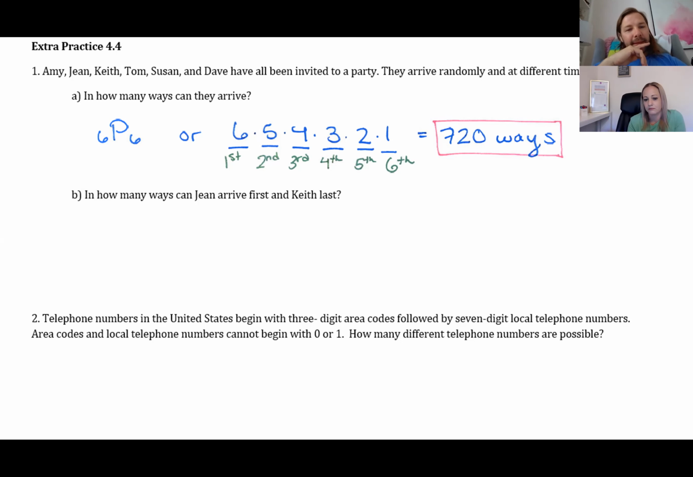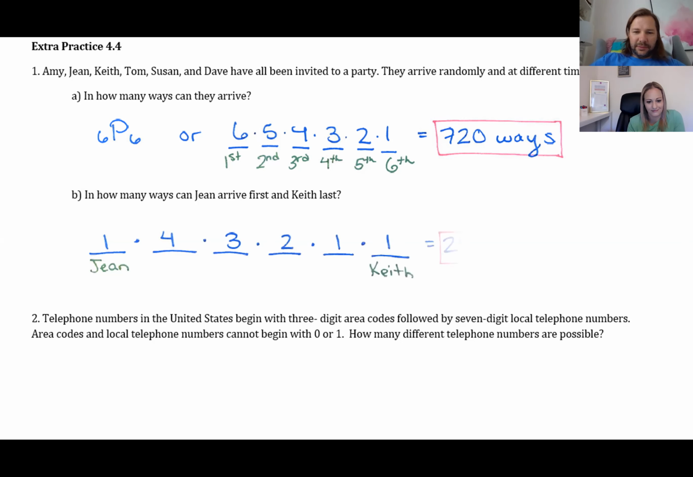Right. Okay. And in part B, it says Gene must arrive first and Keith arrives last, but then you permute the other ones in between. So I look at that and say there's one person that can arrive first, that's Gene, and then there's one person that can arrive last, and so then we have 4 people left, and so we would do 1 times 4 times 3 times 2 times 1. So there are 24 different ways of permuting the rest of the people.